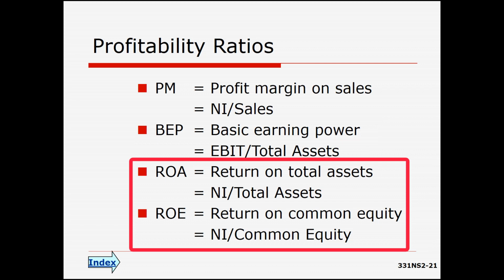These return metrics, return on assets and return on equity, measure how well the firm is using assets to generate profit, how much profit is generated for a dollar of equity, and what return is being generated. These are ratios that would be of interest to investors.